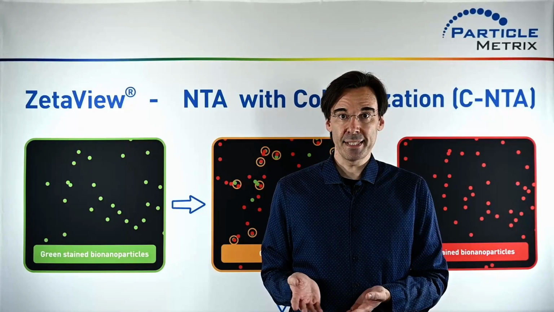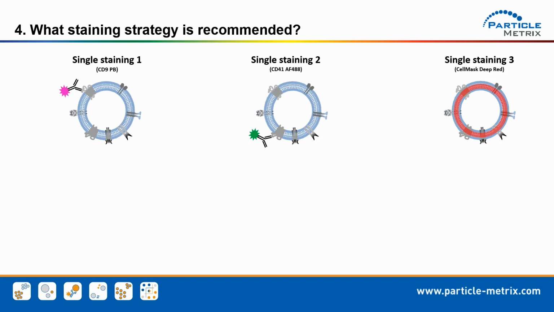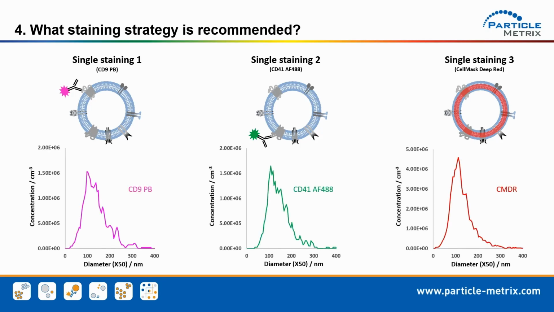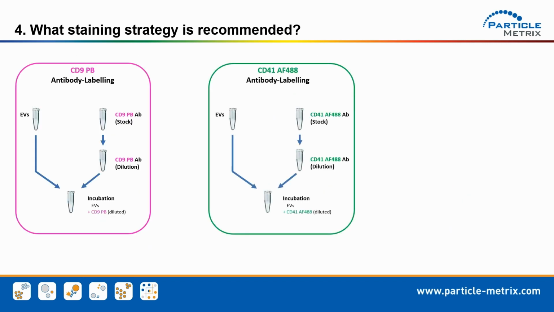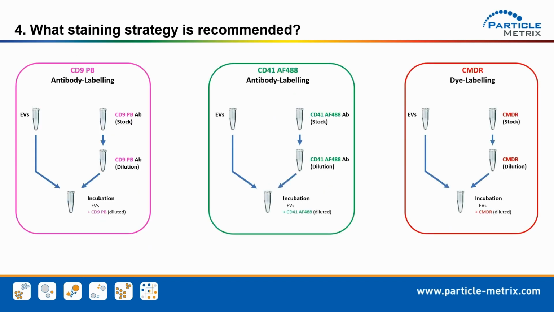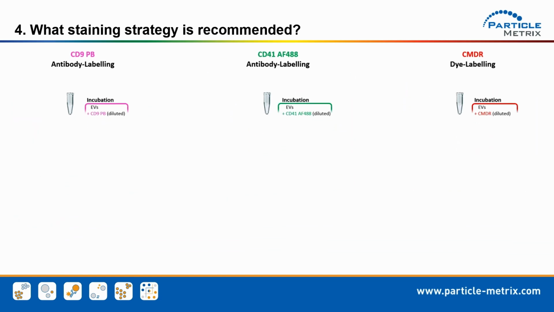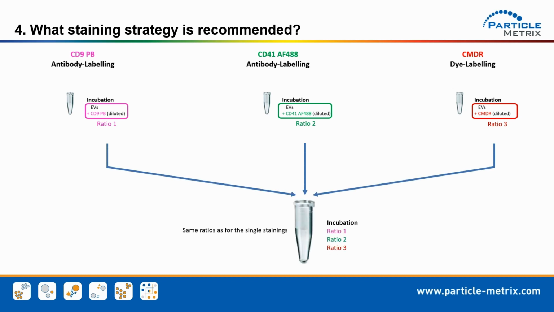So what comes next? Once you have established the individual single stainings of your EVs, you can continue with a double or multi-staining. For this purpose, you can try to combine the protocols of the individual single stainings. And, very important, note that the concentration ratios between EVs and the dyes that you found in the single stainings should be the same in the multi-stainings.